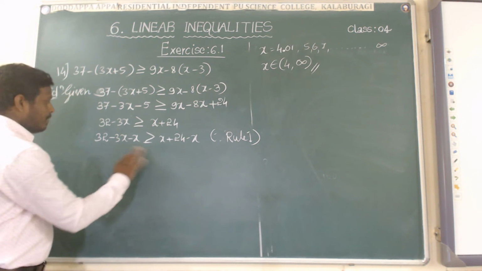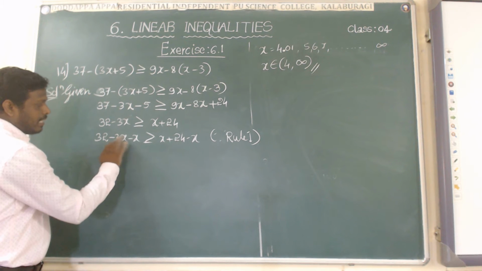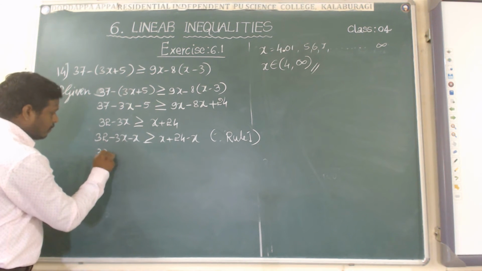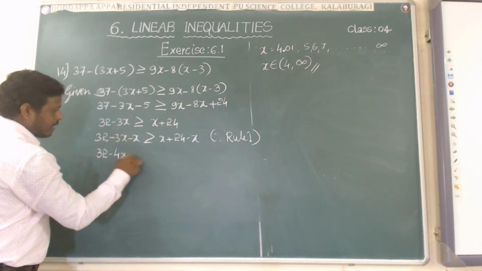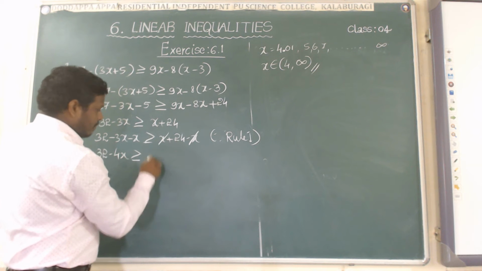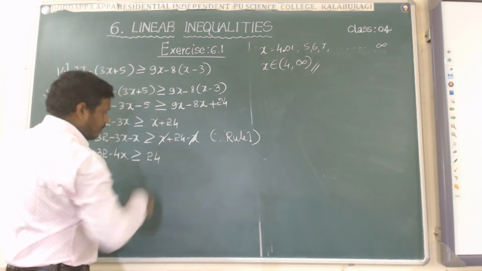Okay. Now simplify from the LHS side. Both are like terms and both are negative, so add and keep the same sign. That is 32 minus 4x is more than or equal to. These two will become 0, and only 24 remains here.